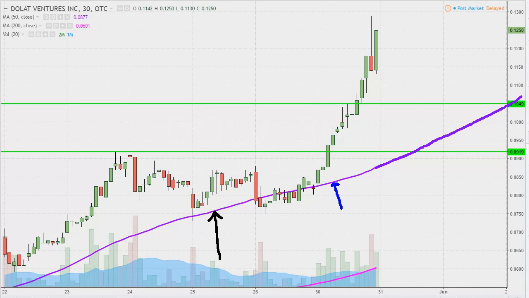And simply put, as long as the price stays above that purple line, from an overall grand scheme of things, the bulls are in full control. No questions asked. What about areas of resistance?